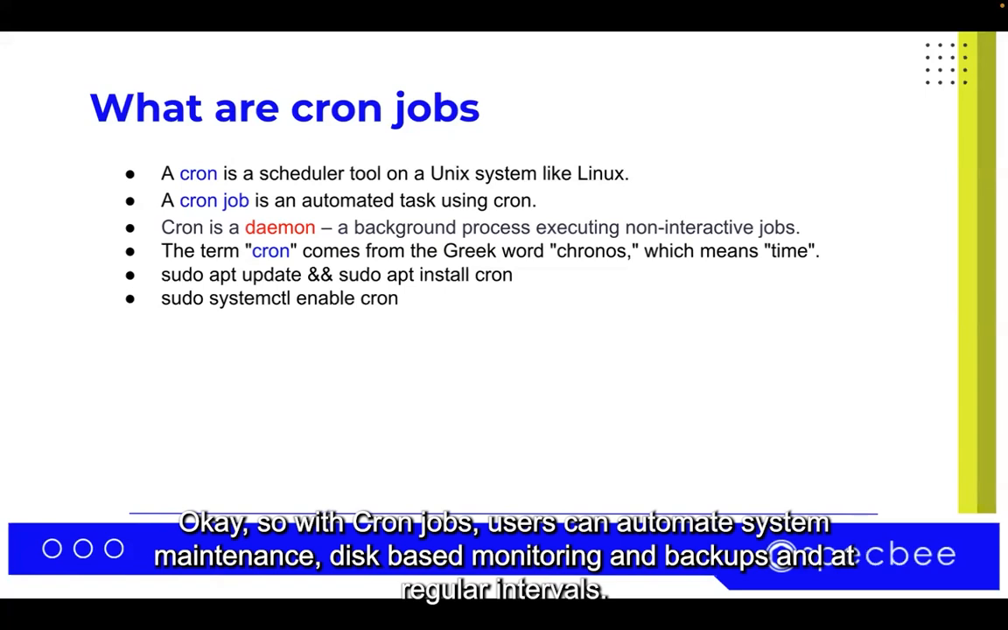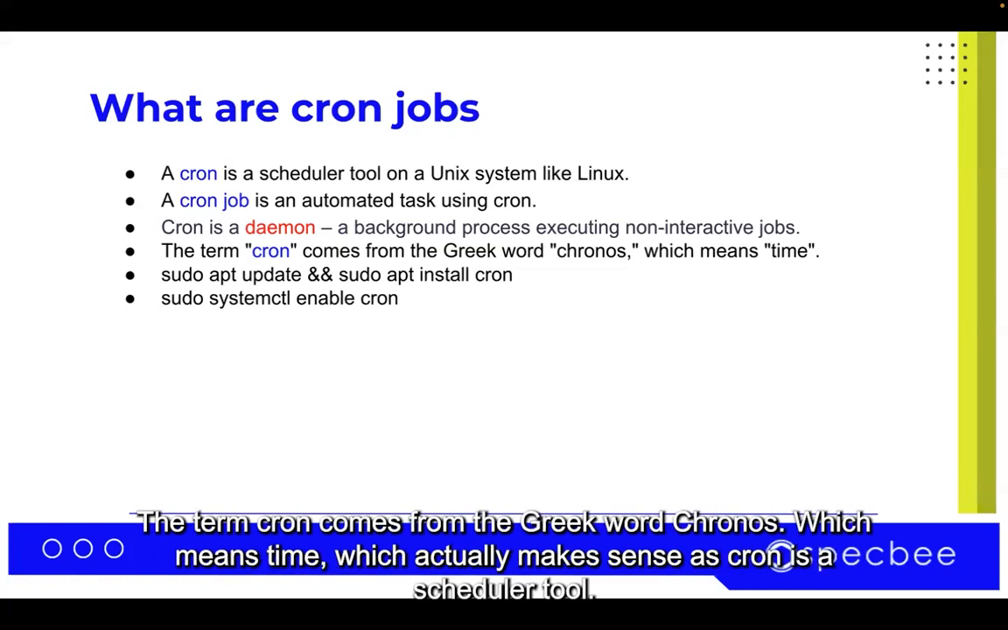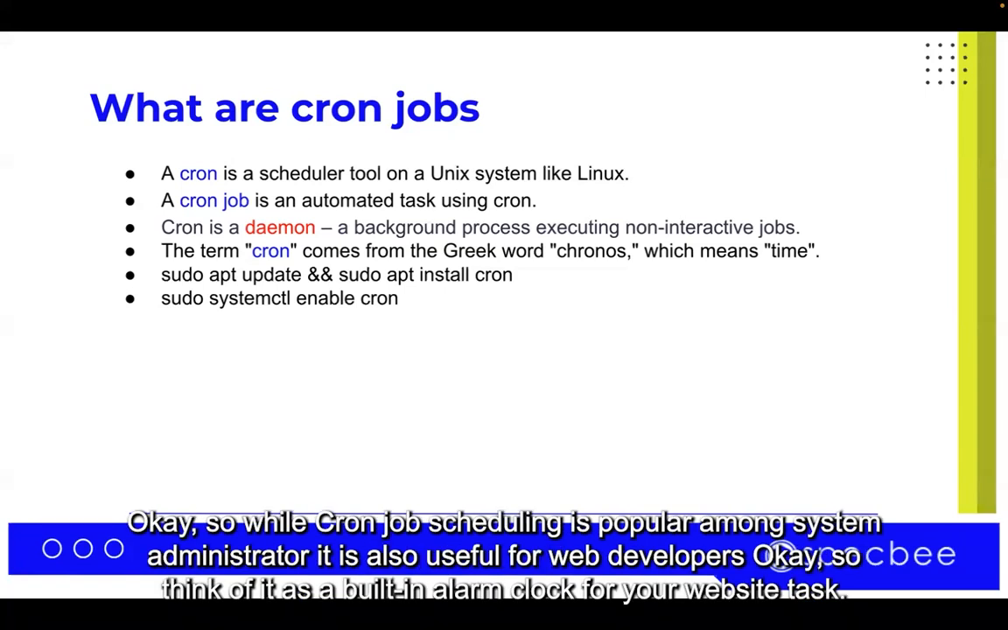With cron jobs, users can automate system maintenance, disk-based monitoring, and backups at regular intervals. The term cron comes from the Greek word chronos, which means time, which makes sense as cron is a scheduler tool. While cron job scheduling is popular among system administrators, it is also useful for web developers. Think of it as a built-in alarm clock for your website tasks.